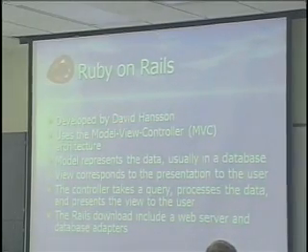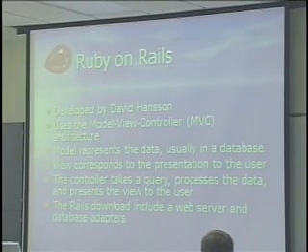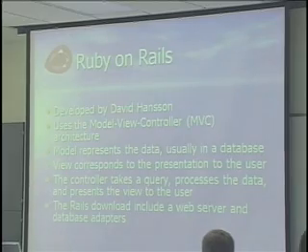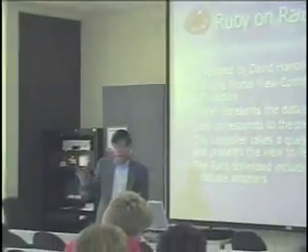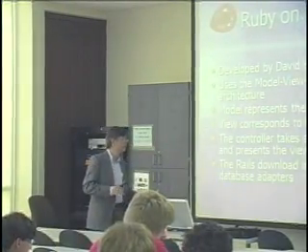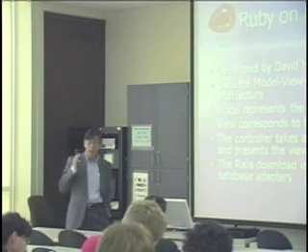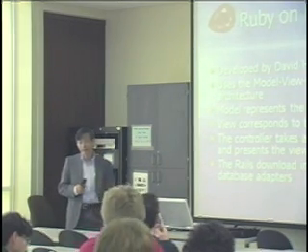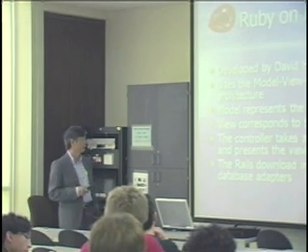Rails was developed by David Hansen in 2005. It uses a model view controller. This is very similar to the framework of .NET and the Java EE. That allows the programmer not to worry about the minor details. That's all taken care of by the framework.